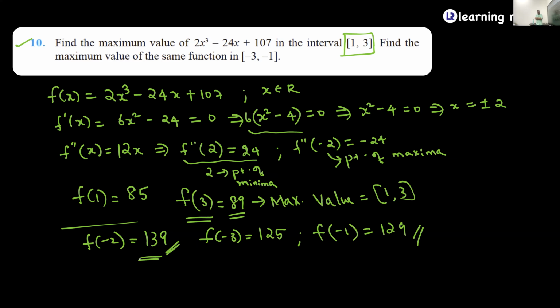Sometimes you might get a different value depending on the function. In this case, it is not the thing. Then that will be the maximum value.